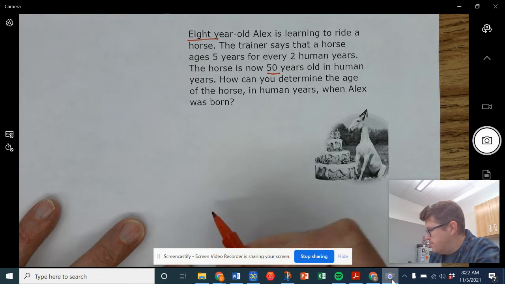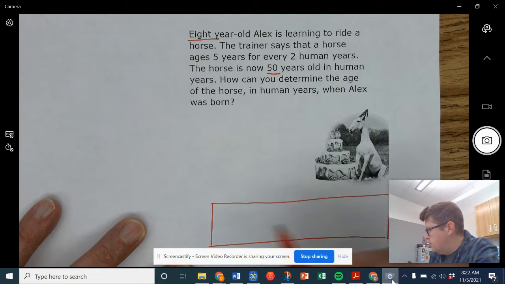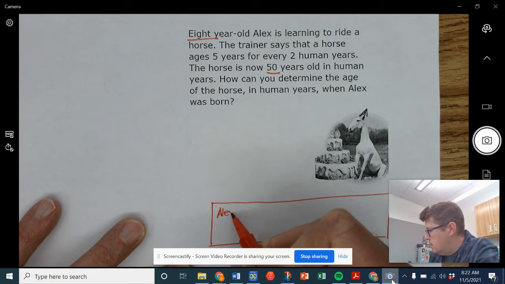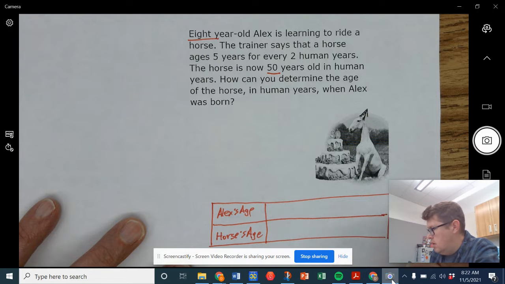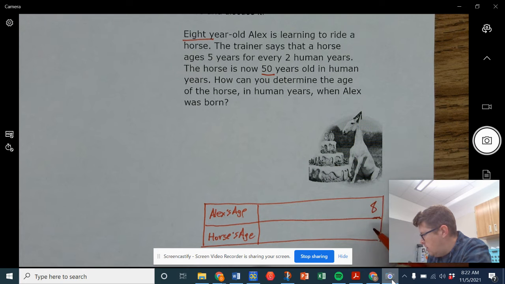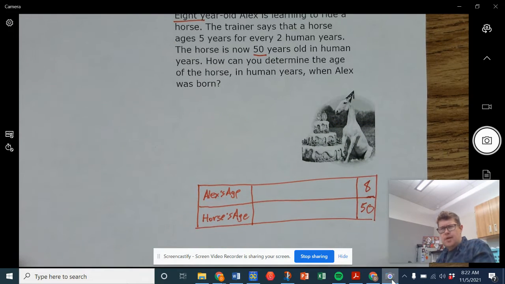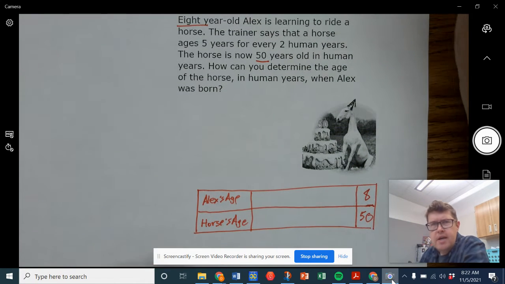So I'm going to make a pretty big one here because we got plenty of room. I'm going to put Alex's age here, and put the horse's age here. Okay, so I know that Alex is now 8 and the horse is 50. And we'll kind of box that out. This table is probably going to have weird sized cells, but that's okay.